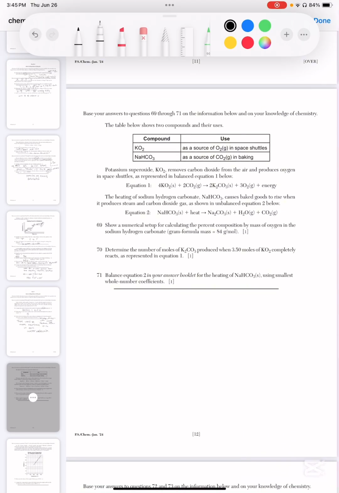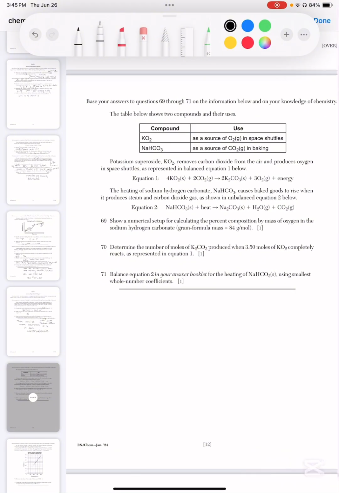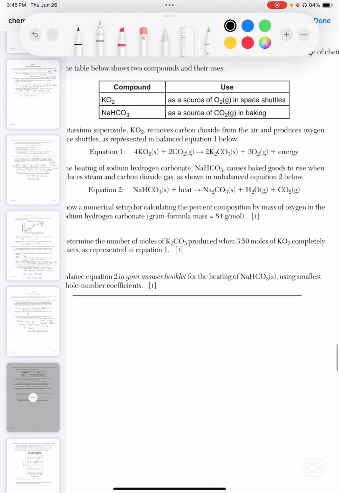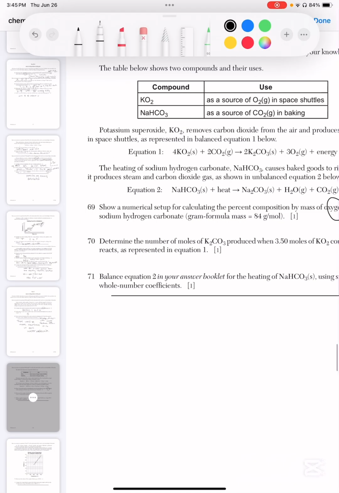Show numerical setup for calculating the percent composition. Okay, for oxygen. So it's 3 times, this is essentially 16. So I'm just gonna pretend like it's 16, if that's all right. And it even tells you that the GFM is 84. So this would be your setup.